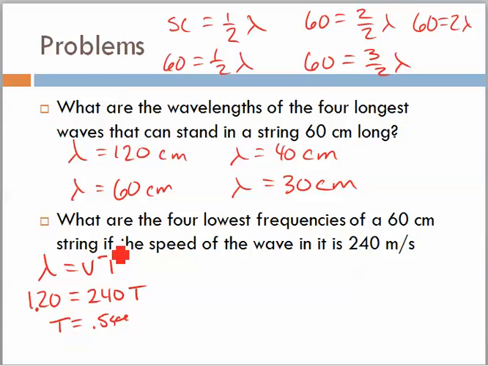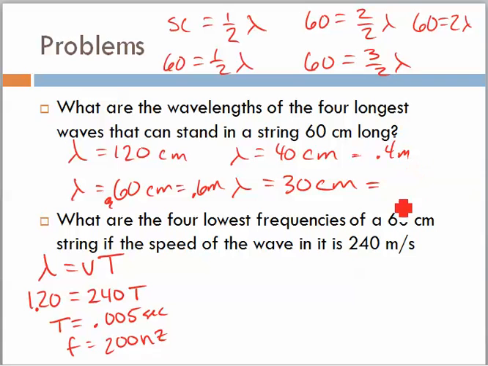So it's going to be 1.2 divided by 240. Alright, when I divide this out, I'm going to get 0.005 seconds, and then the frequency is just going to be the inverse of that, which means my frequency turns out to be 200 hertz. Well, I've done the first one. You can do the next 3 because I found the first of the 4. Remember, this right here is going to be 0.6 meters, 0.4 meters, and 0.3 meters. Use our distance equation, solve for the period, solve for the frequency.